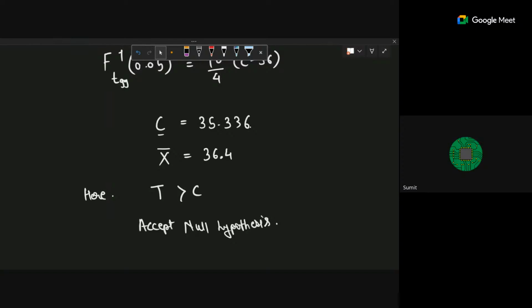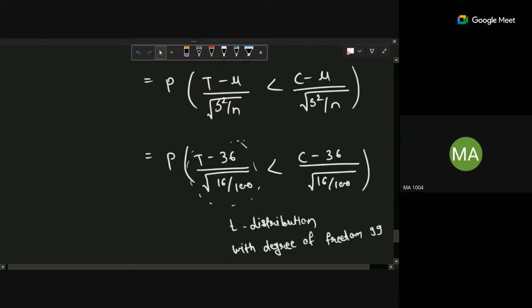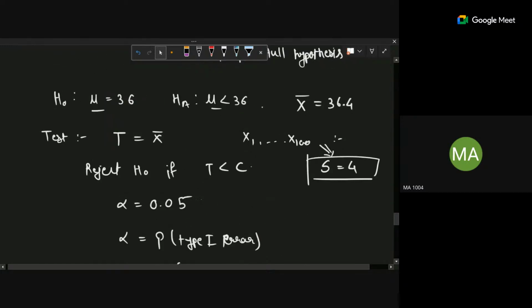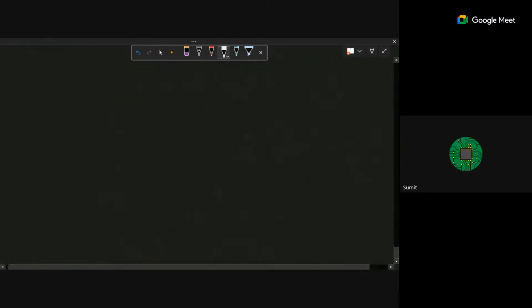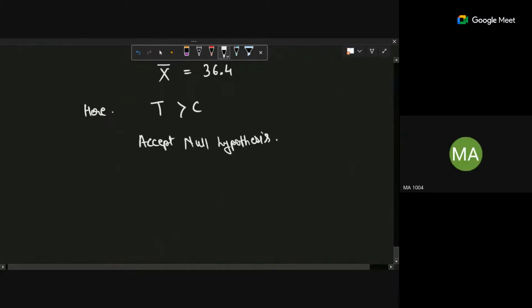Ma'am, c is less than 36, so how accept? Okay. So just check what our test statistic was. It said that if the value of t, which is x bar the sample mean, is less than c, in that case we will reject. Here t is not less than c, it is greater than c. Okay.